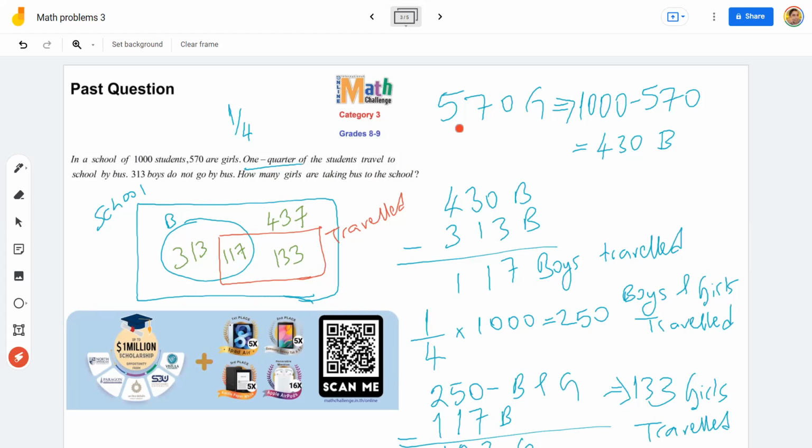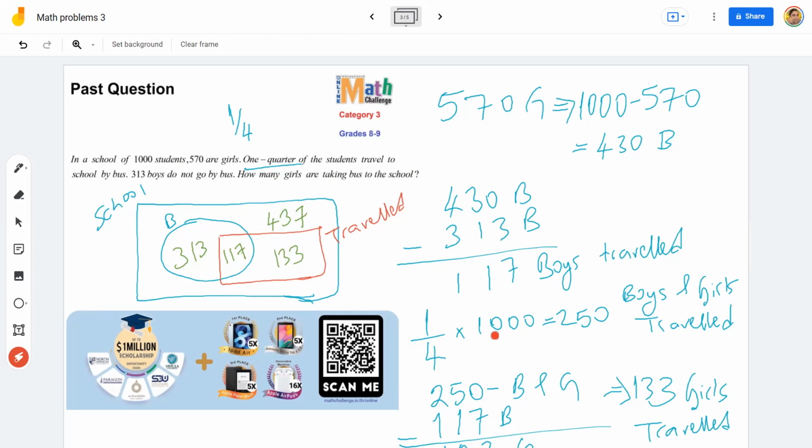Let's see. First, let's see how many boys are there. If this is number of girls and this is the total, so total minus girls gives us the boys. Another one, let's see how many boys traveled. If these boys didn't travel, so the total boys minus the ones who didn't travel, this many boys traveled.